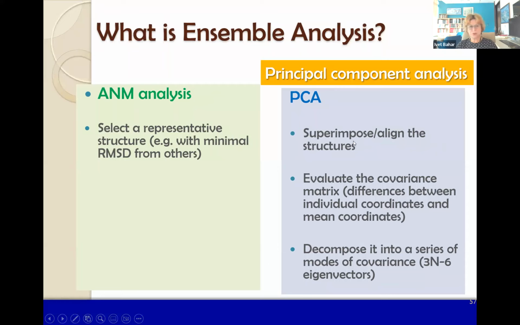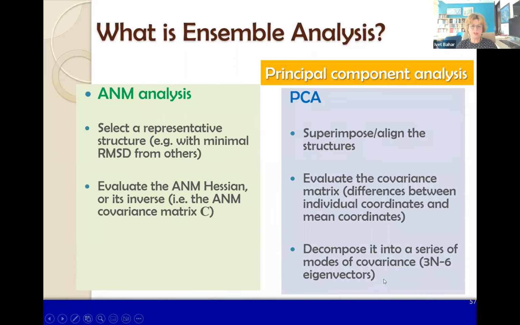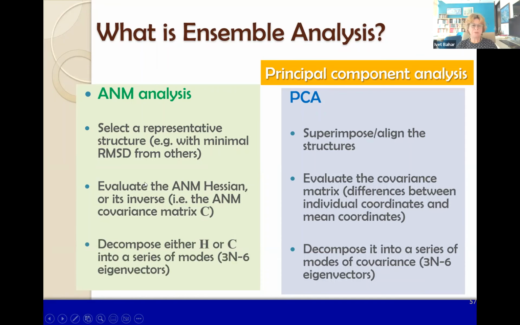So for example, you can superimpose aligned structures, and you can evaluate the covariance matrix by principal component analysis and decompose it into a series of modes of covariance, the principal motions, and then you can compare them with the mean square fluctuations predicted by ANM or the covariance matrix predicted by the ANM. Now, note that ANM is based on a single representative structure. Principal component analysis of experimental data is based on an ensemble of structures.